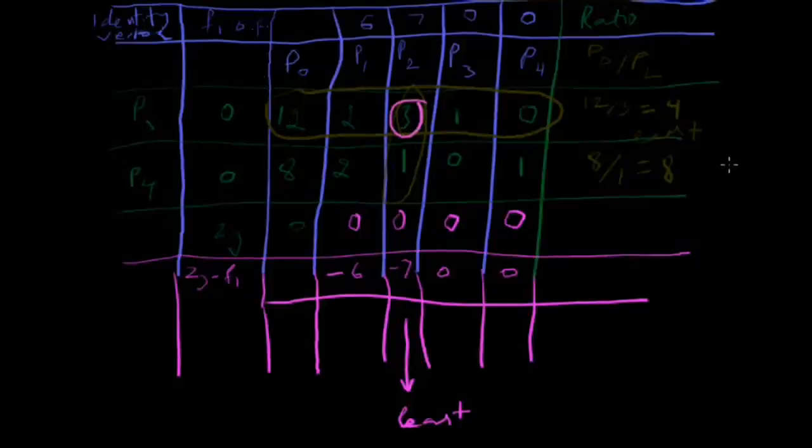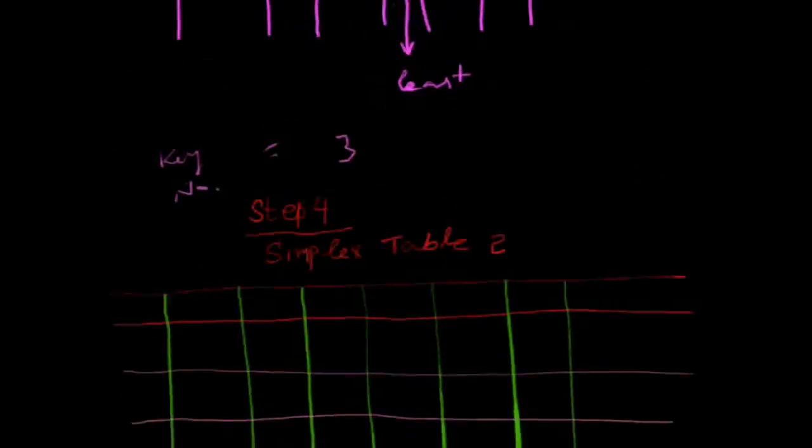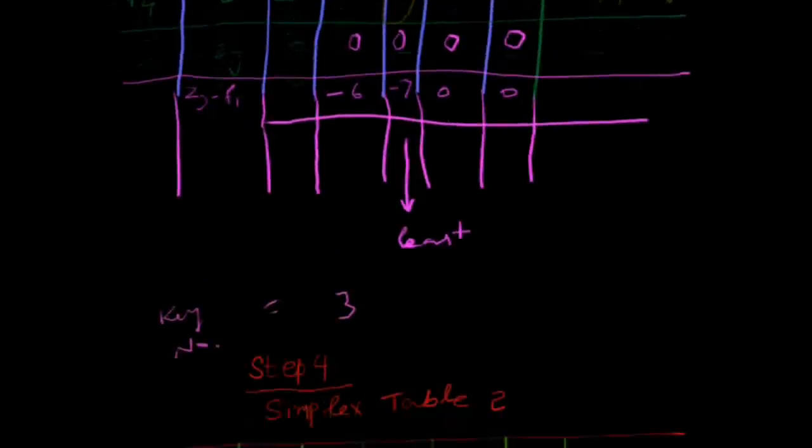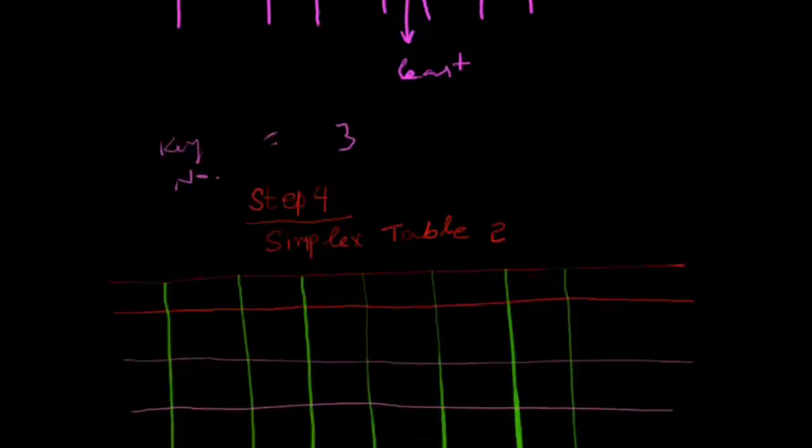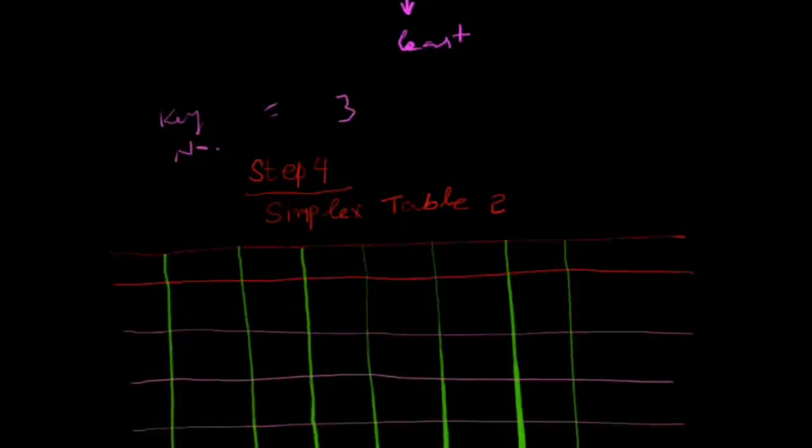And this point is the key number. 3 is the key number. Now we are making simplex table 2.